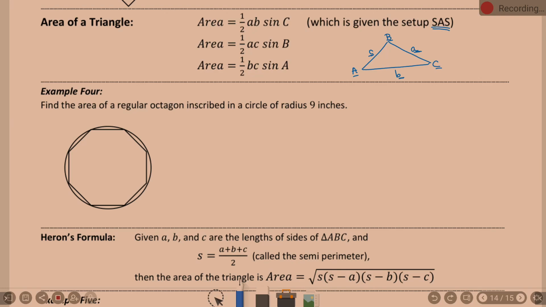Now, our application here, I'm going to make you think. I'm not going to give you the easy version. Find the area of a regular octagon inscribed in a circle of radius 9 inches. We just have to find one and then multiply by 8.